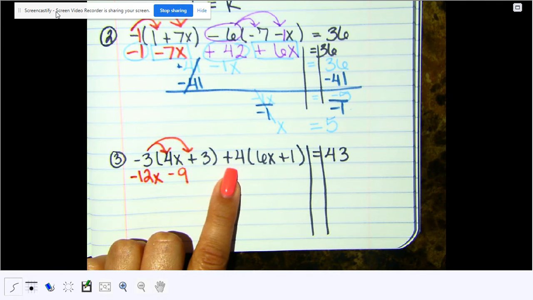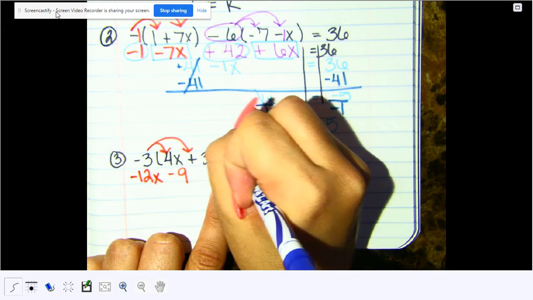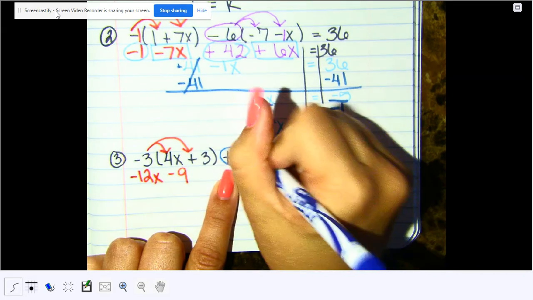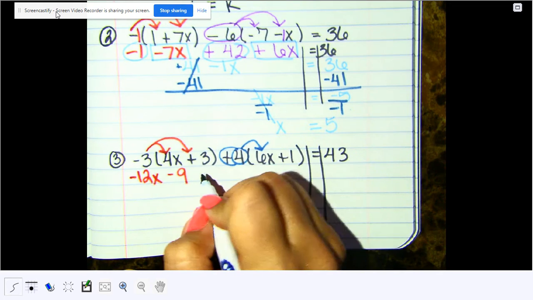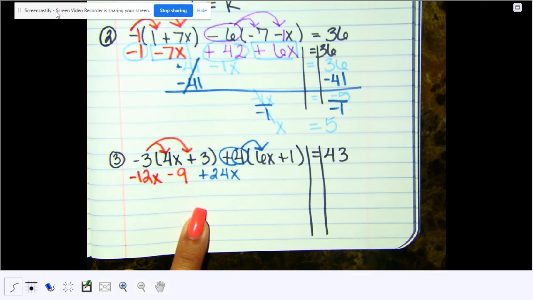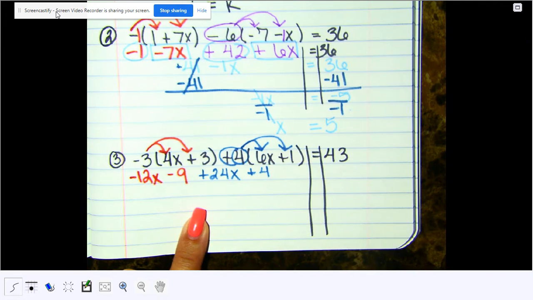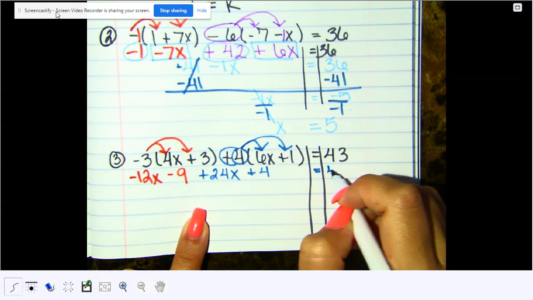Now we are going to take the 4 through. Oops, sorry, it was a positive 4. Let me take that sign with it. 4 times 6 is 24, with the x on that as well. And then 4 times 1 is 4. And then that is equal to 43.